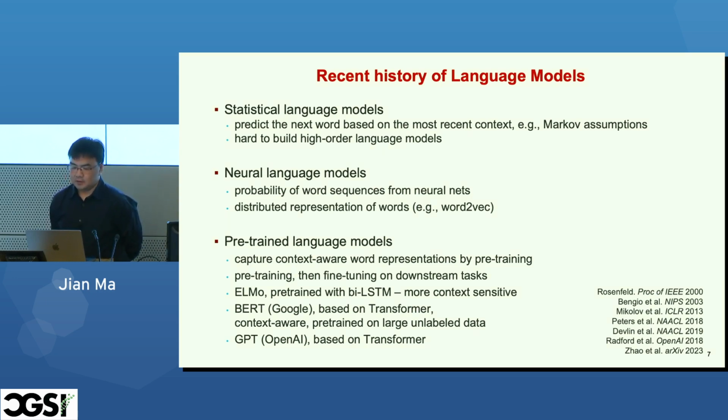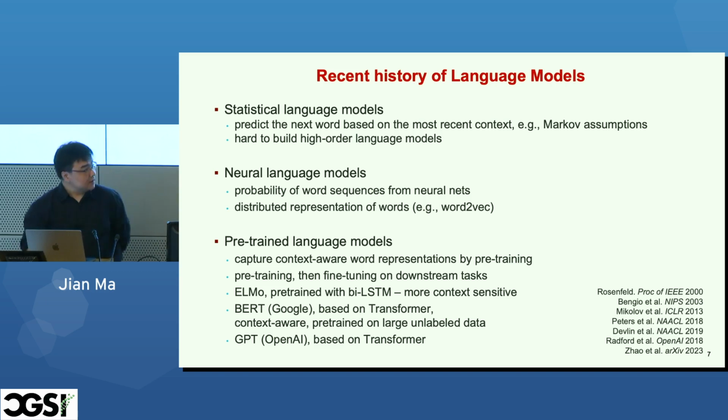First, I would like to give you a recent history of language models. This is not a new thing; it has been around for decades. Previously there was tons of work on statistical language models. People used probabilistic models to model natural language and predict the next word based upon the most recent context, using Markov assumptions, for instance.